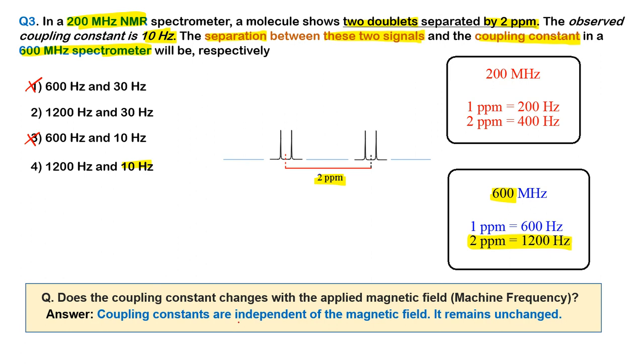So the coupling constants are independent of the applied magnetic field. It means it will remain unchanged. As the data is suggesting, the coupling constant for this compound when recorded on 200 megahertz is 10 hertz. So it will remain unchanged when we are recording the NMR on a 600 megahertz. So in this case, the correct answer for this question will be option number 4.